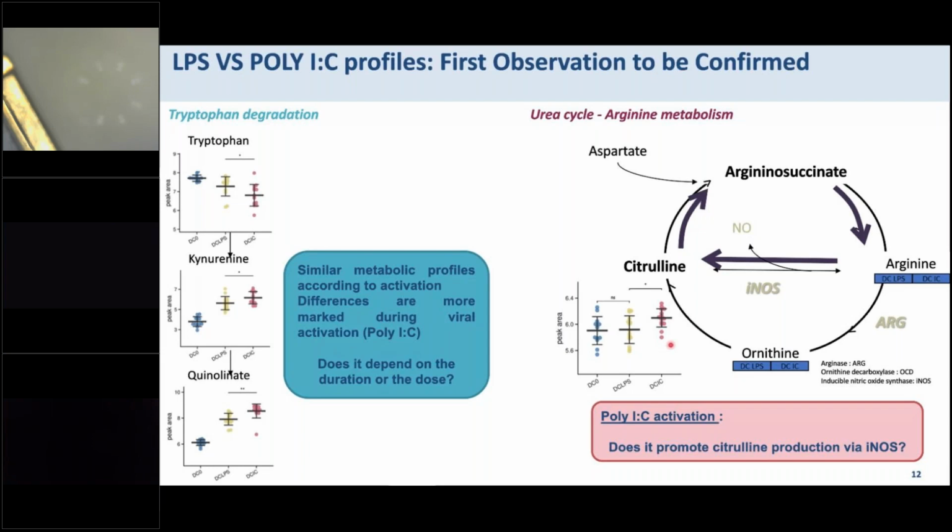First, time effects have to be implemented to understand this important production of these two tryptophan intermediates. And also mechanistic studies have to be implemented to highlight the possible use of the iNOS enzyme during poly-IC activation, meaning that maybe under this viral activation, nitric oxide production is favorable. So further investigation has to be done on this really first primary result.